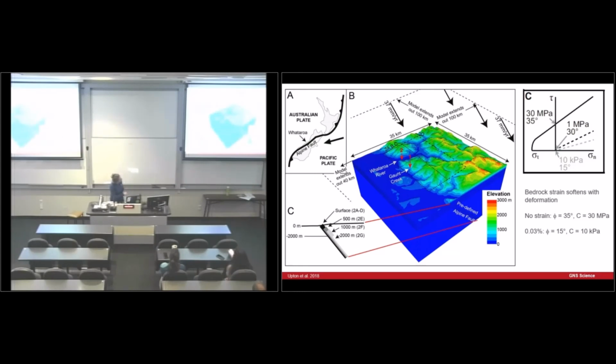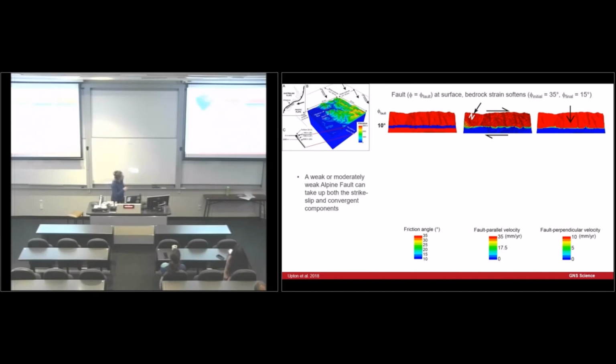And the material that I used, to mimic the schist, strain softens. So when it deforms, it gets softer. So you get that feedback loop that when it deforms, it gets weaker, and so it's more likely to deform. And so that's how I'm going to show you the results. I'm going to show you where the fault develops.